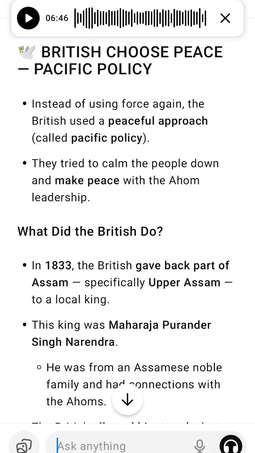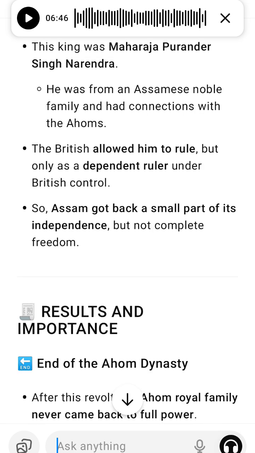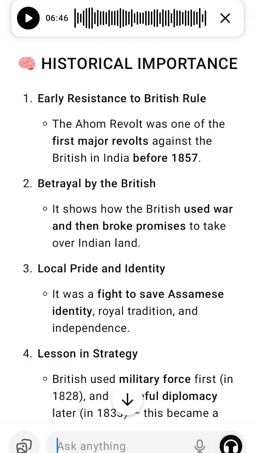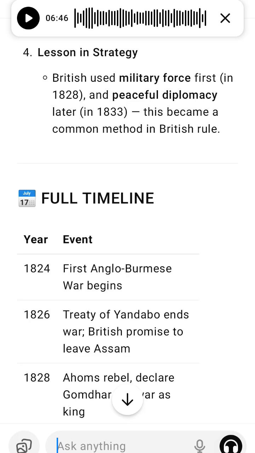What the British did. The British had superior military power, stronger soldiers, better weapons, more resources. Before the rebels could fully start their fight or reach Rangpur, the British attacked them, crushed the rebellion, captured Gomdar Konwar, and punished many Ahom leaders. The rebellion was short-lived and unsuccessful.